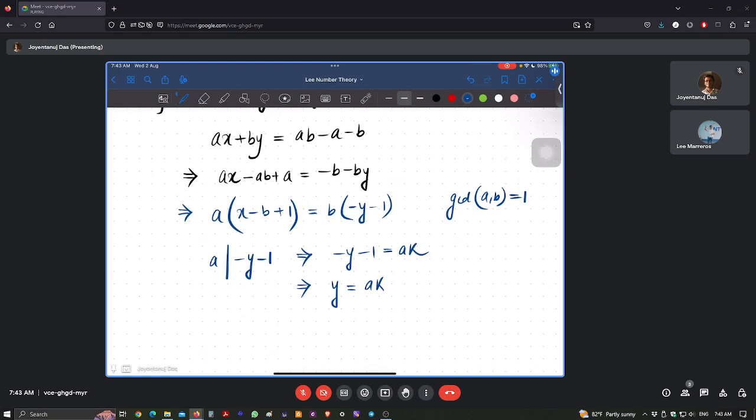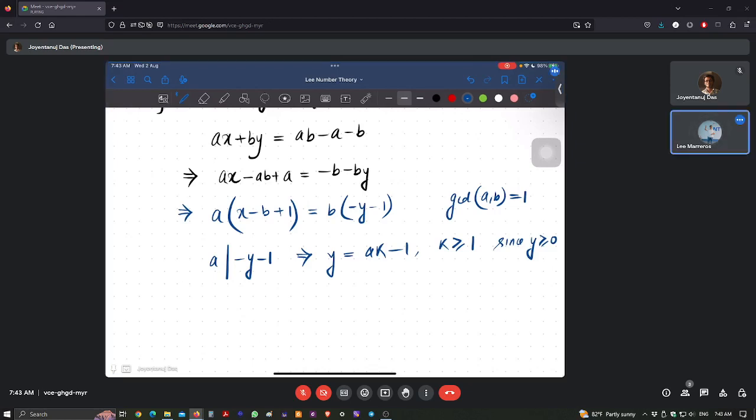Okay, let us do one thing. We can directly write it like this. So y equals some AK minus 1, where k is greater than or equal to 1 because y is positive. We know that x and y are positive, right?